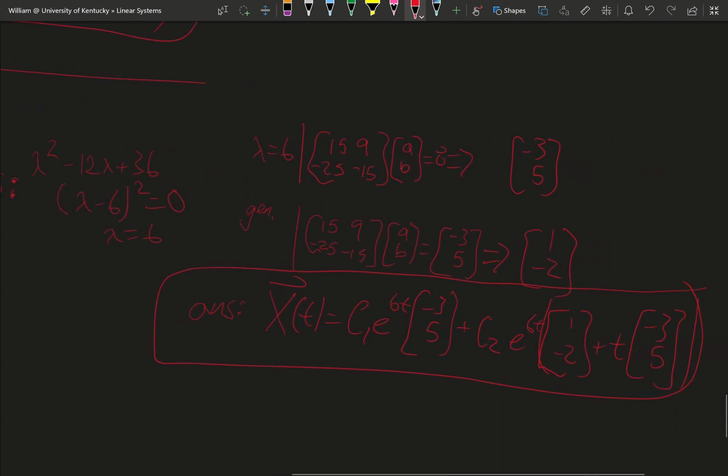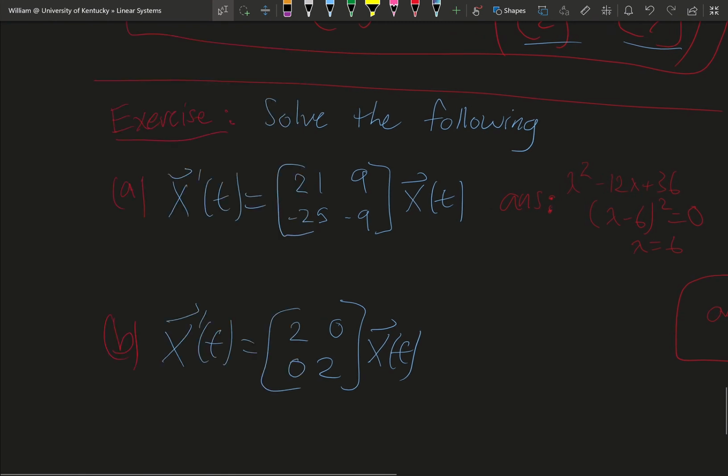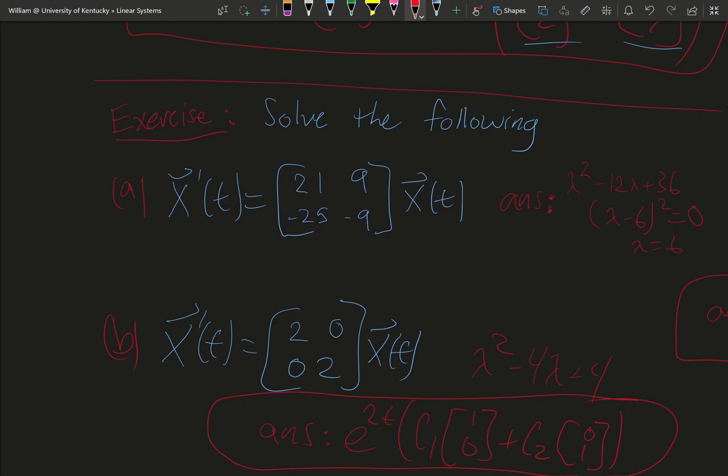So hopefully that was straightforward. The numbers were kind of difficult, but it's pretty straightforward. For this one, I'm just going to jump to the answer. The characteristic polynomial is lambda squared minus 4 lambda plus 4. But we have two eigenvectors, so e to the 2t times c1 times 1, 0 plus c2 times 0, 1. All right, and I'll end it.